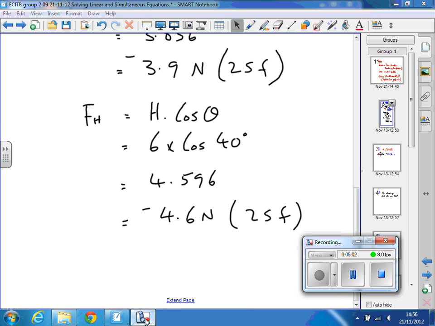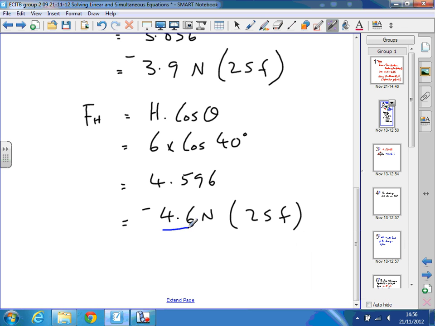And that's that first question done. You know that I am interested in accuracy and units, so that's what I'm after. I'm after not only the value of the force, but the value of the force to an appropriate accuracy with the units.